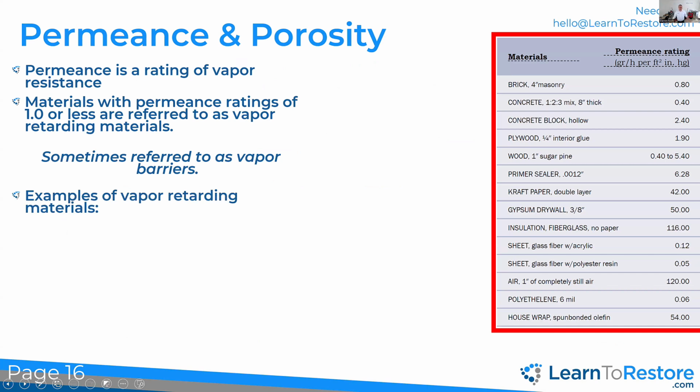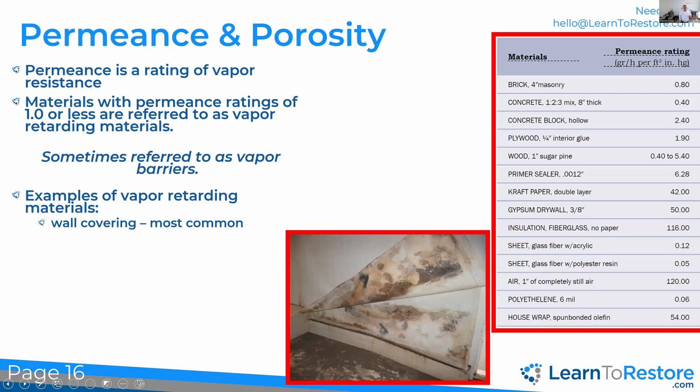Also, just a couple other terms to be aware of are permeance and porosity. I think most of us know porosity. If something's porous, it can hold more moisture. A sponge, very porous, soaks up water very quickly. Hardwood, very dense, soaks it up slower. And then permeance is a rating for how well moisture can move through a solid material.